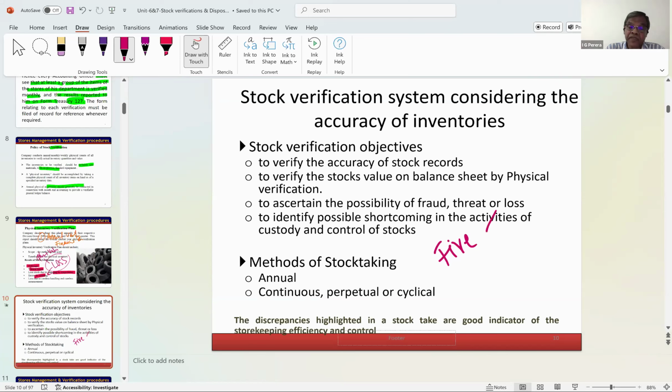Again, you will be doing a physical count and see the valuation. So we can ascertain this is the value that we have lost due to this fire.